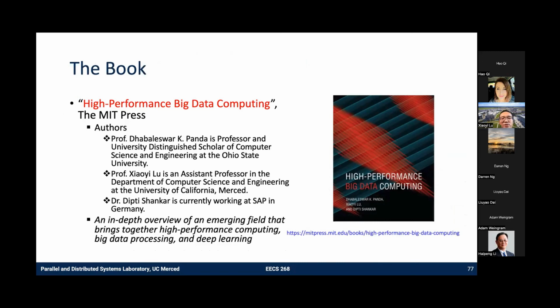This book was written by three authors. Professor D.K. Panda is a professor and a distinguished scholar in the CSE department at Ohio State University. I'm the second author, and then Dr. Shankar. Actually, she's in the room also, but unfortunately I don't have enough time. She is currently working at SAP in Germany. She was a PhD student co-advised by me and Professor D.K. Panda. So thanks a lot for her contribution as well.